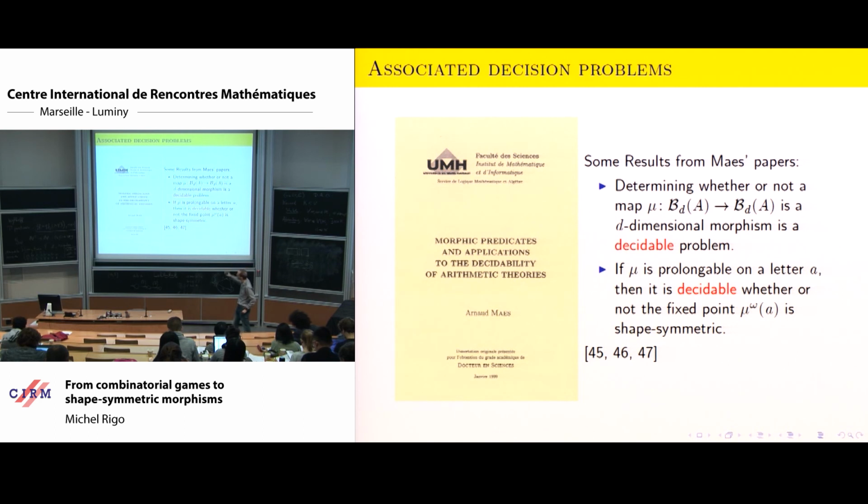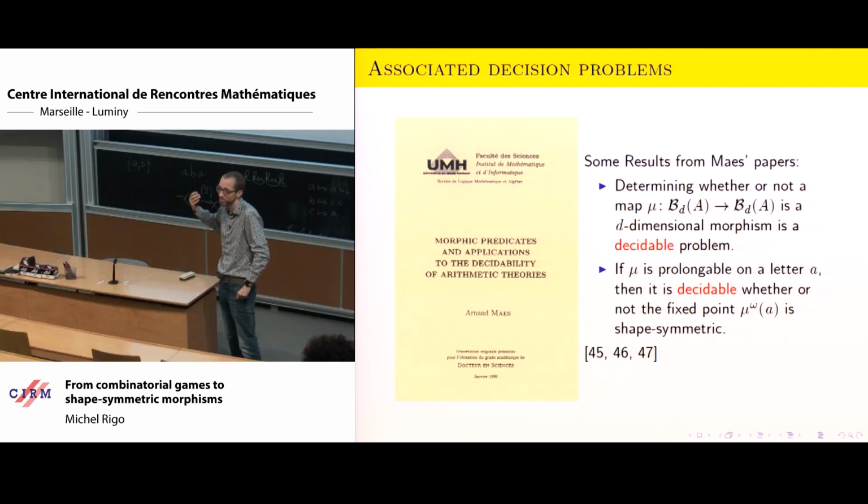So all this work was done by Arnaud Mas in his thesis and some of the papers. So if you are interested in this, I have Arnaud Mas' thesis in my office, so just ask me. If not everything is in his paper, so feel free to ask me.